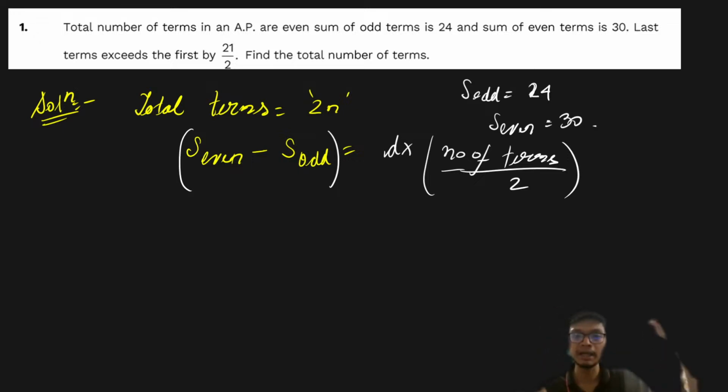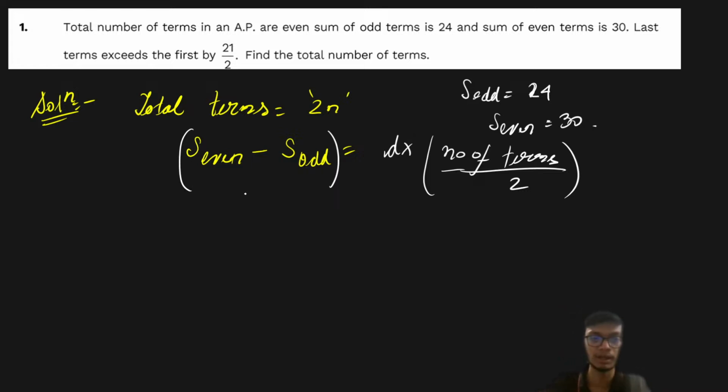And therefore if you look at the even terms, the difference between consecutive even terms is going to be 2d, right? If we take the sum and then take the difference, it is simply going to be a constant. That is, the result is d into the number of terms divided by 2.